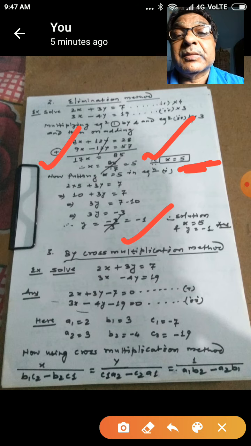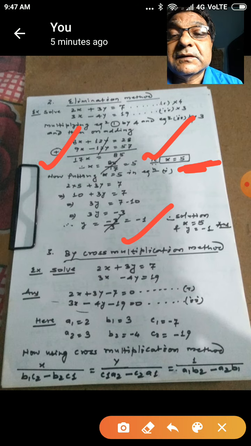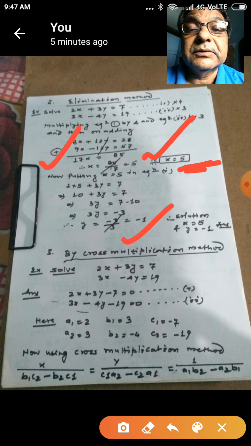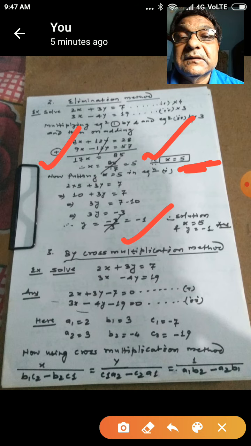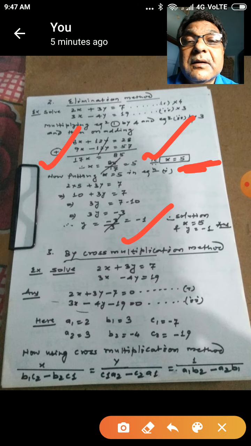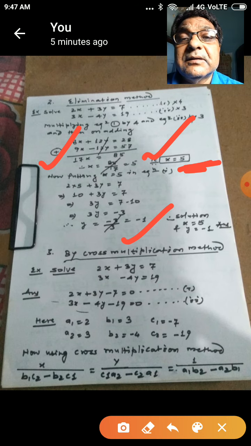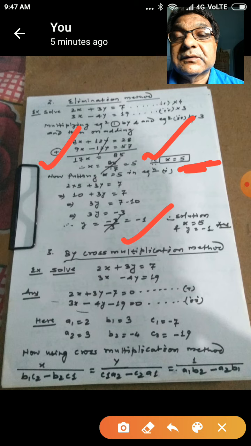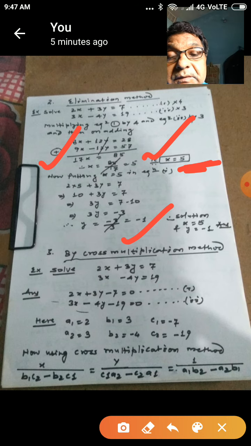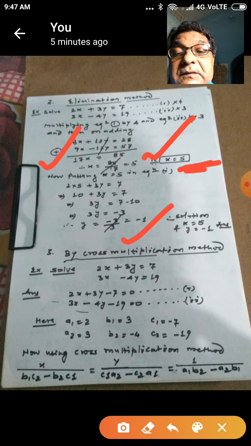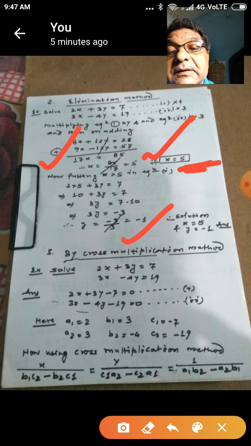I think you have just got the concept of this elimination method, and you also know why such a name is given. This method is also known as the equalizing the coefficient method, because the elimination is actually done by equalizing the coefficients. Another way to put it is solving equations by the equalizing the coefficient method. So actually the elimination method is the equalizing the coefficient method. Now come to the third algebraic method, which is the cross multiplication method.